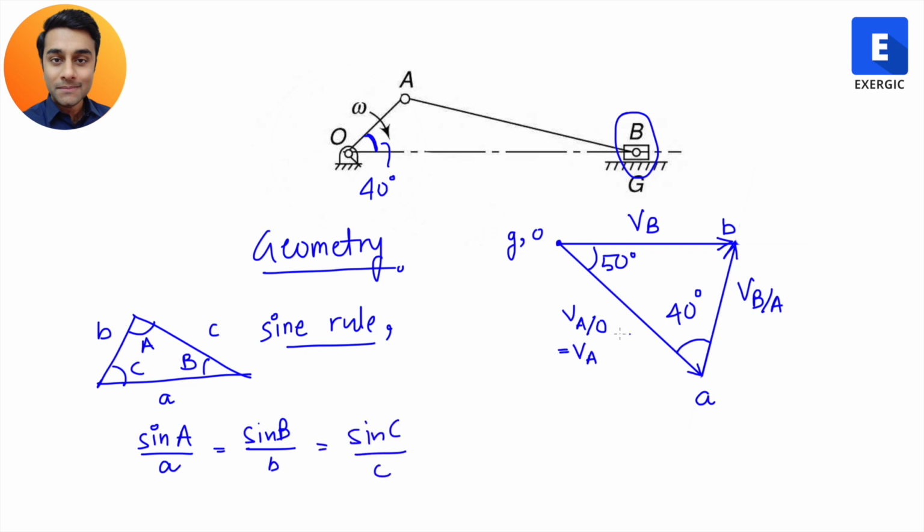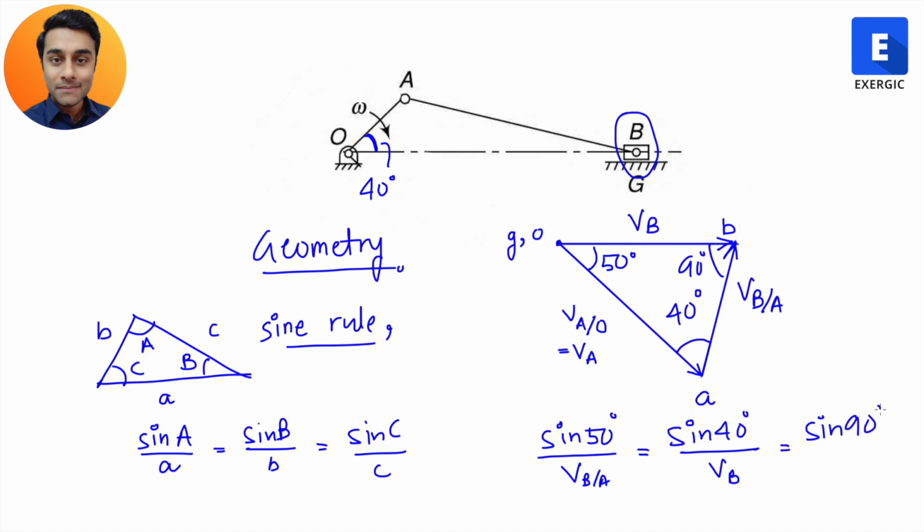Got that? You apply it here, you will get that sine of 50 degrees, this angle, divided by the side opposite of it. What is the side opposite? VB with respect to A, is equal to sine of 40 degrees divided by VB, is equal to sine of this angle, which is coming out to be 90. Since we hypothetically wrote any angle, somehow it is coming out to be 90, although angles may be different. So that is equal to sine of 90, this angle, divided by the side opposite of it, which is VA.